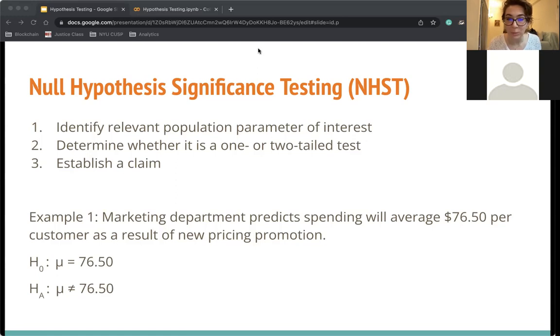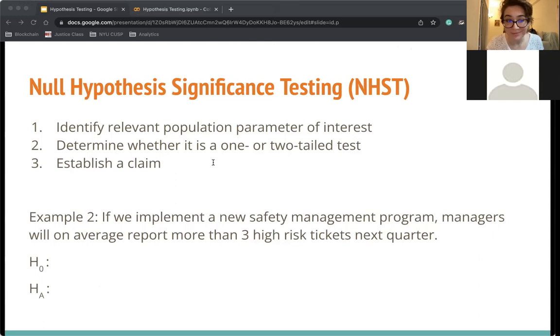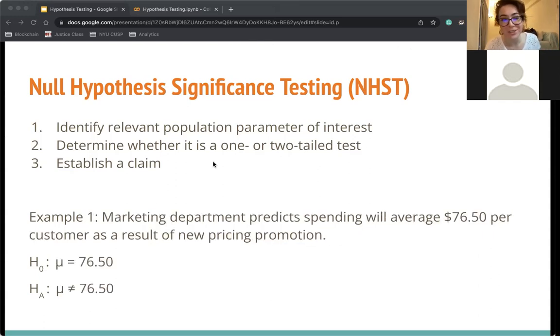So the way we would frame this with our null and alternative is to say that this is what is expected to happen under this null hypothesis. And this alternative is saying that there will be a difference as a result of this pricing promotion. So we can now start to test this. This is just breaking down how we use our relevant population parameter and establish this framework around it by saying either it will equal this or it will not equal this.